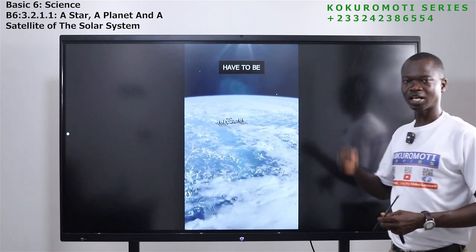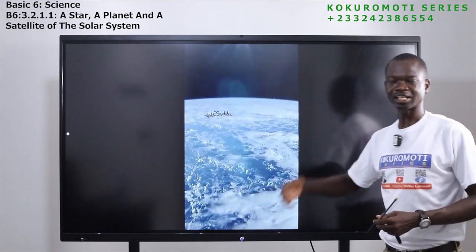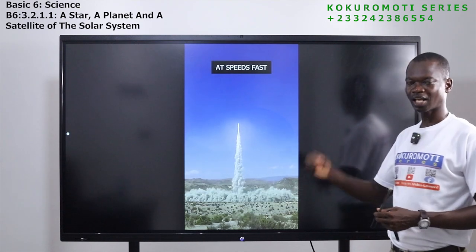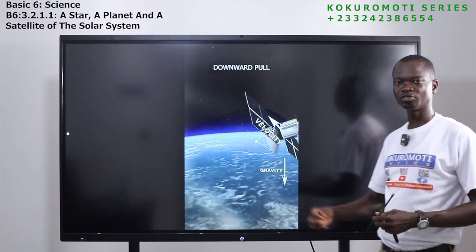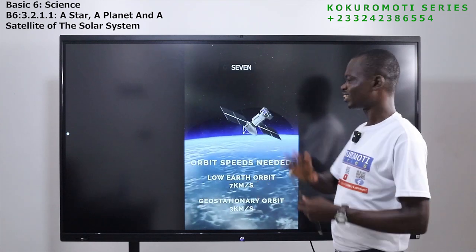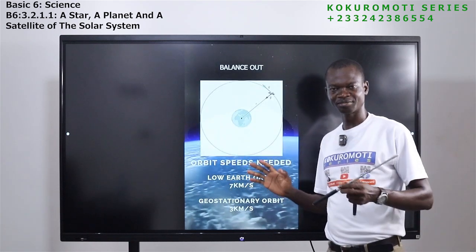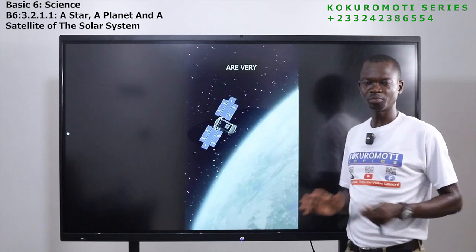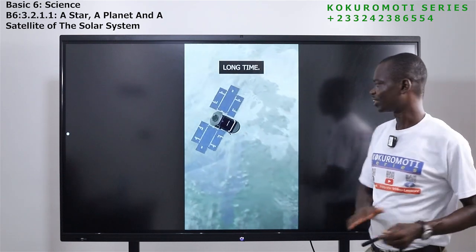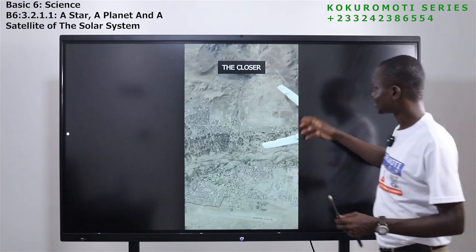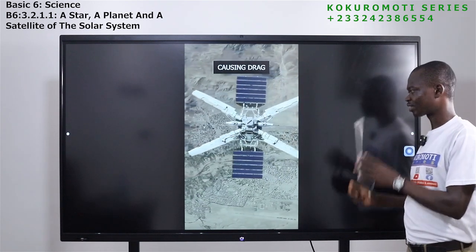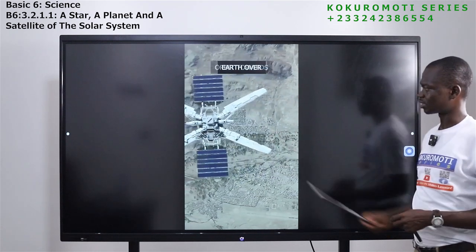Satellites are smaller objects that move around a bigger object. Okay. Satellites don't produce their own light. Satellites don't produce their own heat. Okay, so this is how a satellite looks like, and this is how it moves around the earth. So this is a satellite for you.